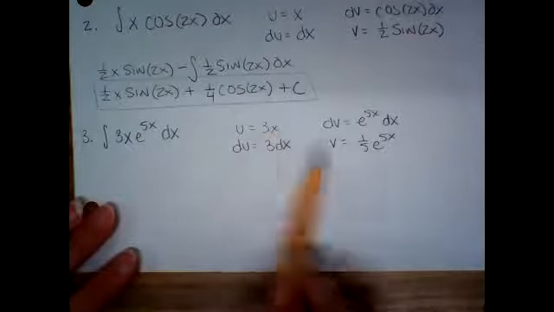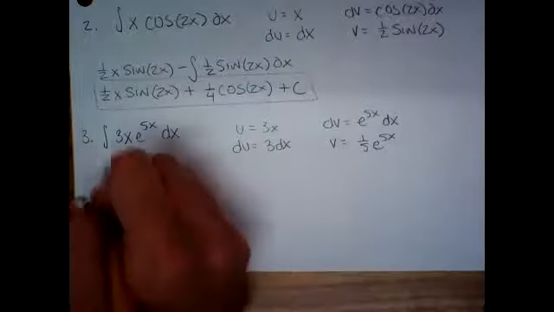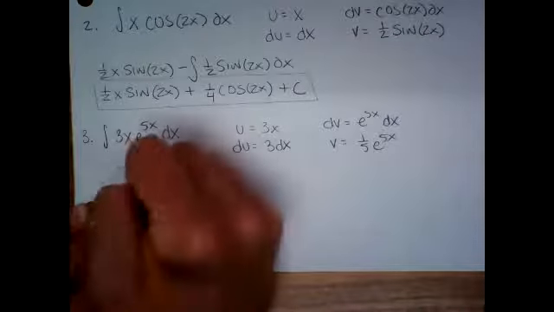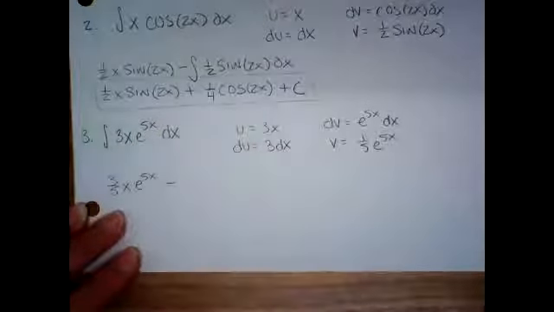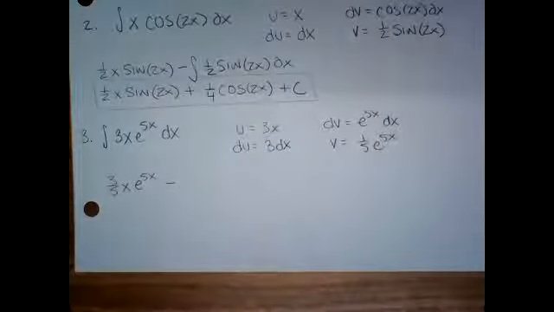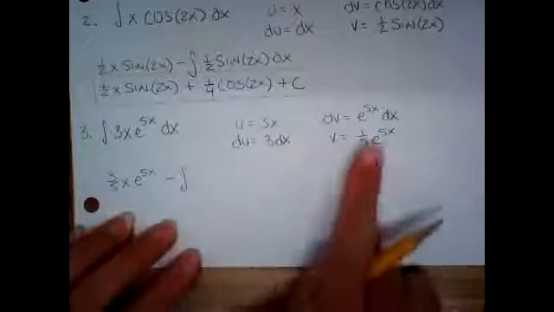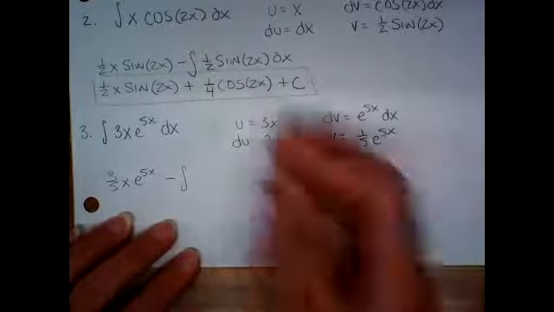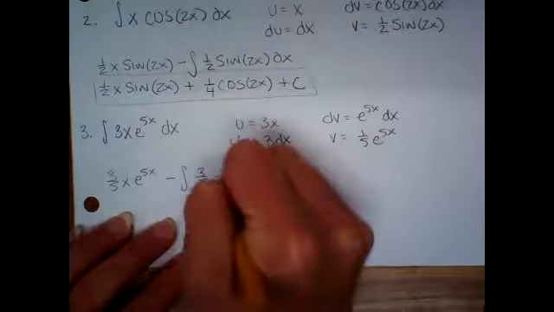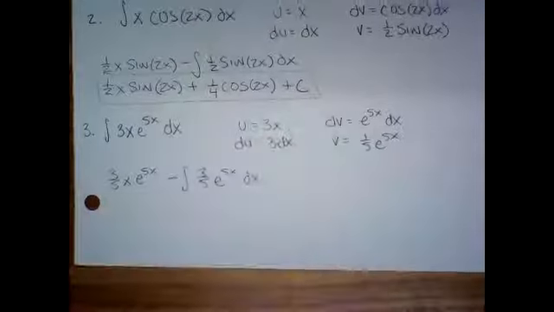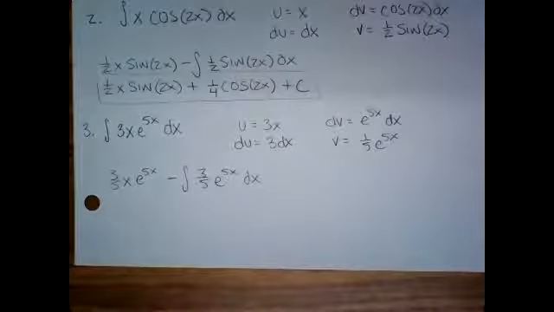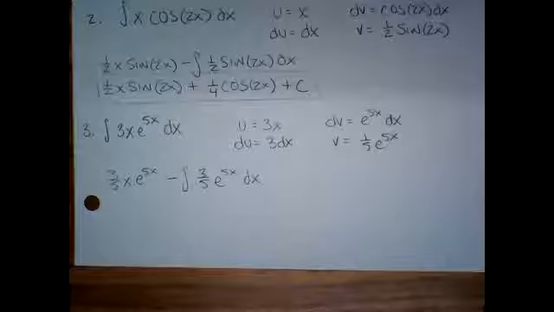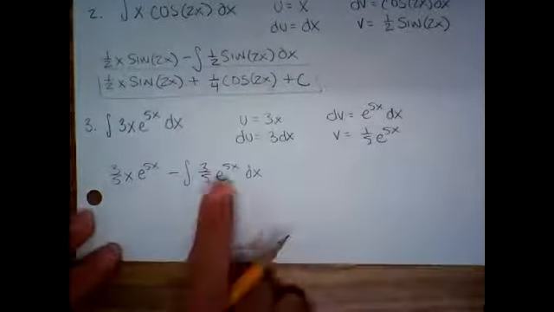So that'll be 3/5 x e to the 5x minus integral v du, which would be 3/5 e to the 5x dx. So that first part is just going to be there. You're basically just going to copy that down. Just don't make a copy error, because I know there's a ton here. And then you just have to do this antiderivative.